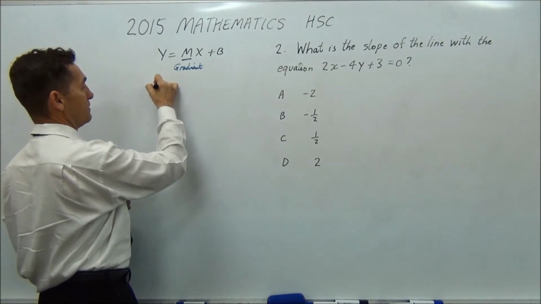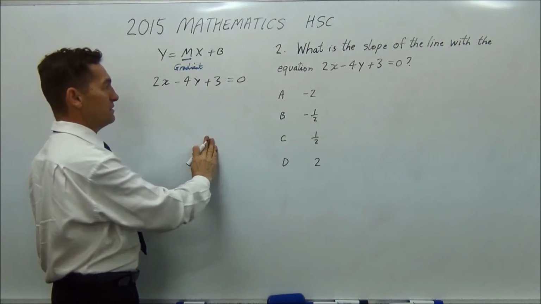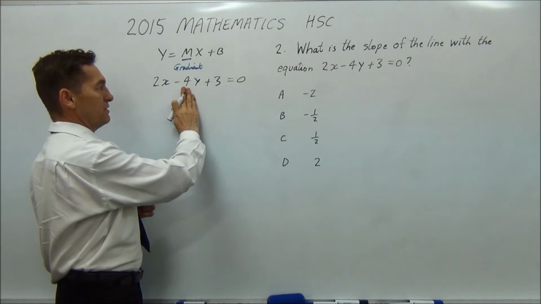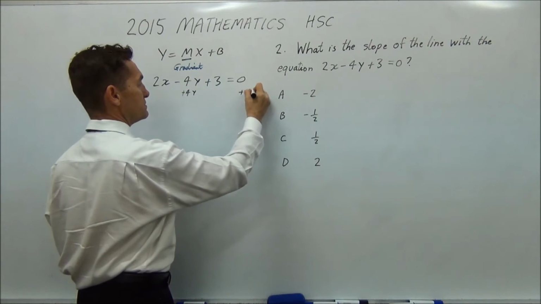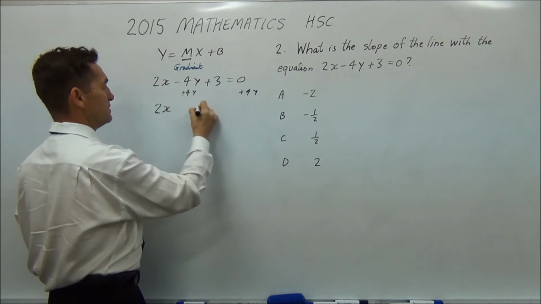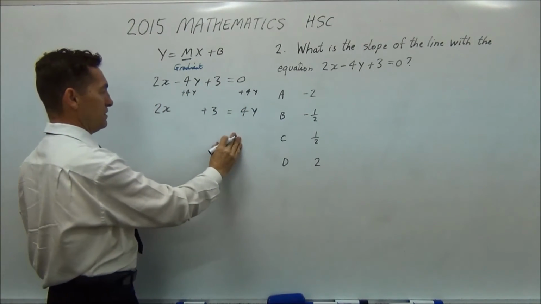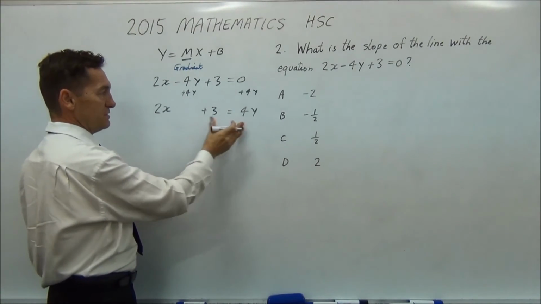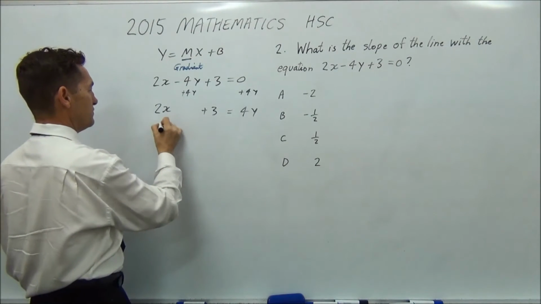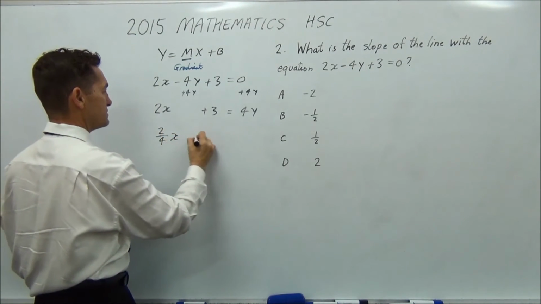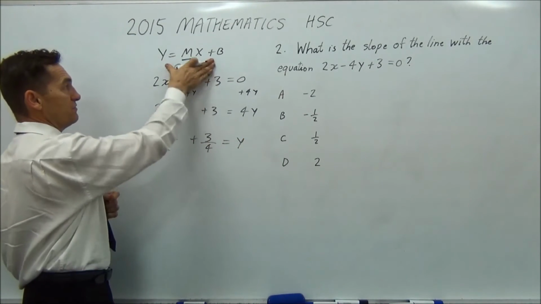So let's do that. We've got 2x minus 4y plus 3 equals 0. Let's move the 4y over to the other side. So we're going to plus 4y on both sides. Yep, so we get 2x plus 3, that's 0, equals 4y. So you've pretty much got the right answer. Let's divide everything by 4. So we've got y equals, because we want y equals, everything by 4. So we get 2 on 4x plus 3 on 4 equals y. And now you've got it in that form.